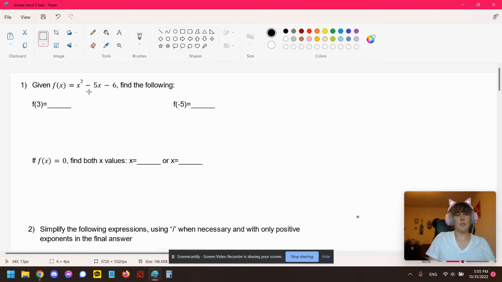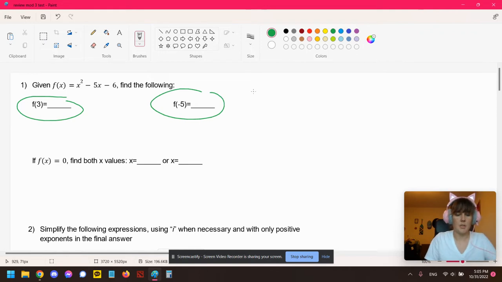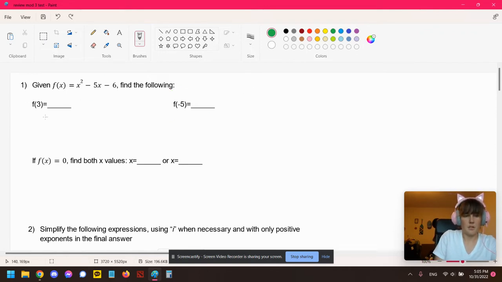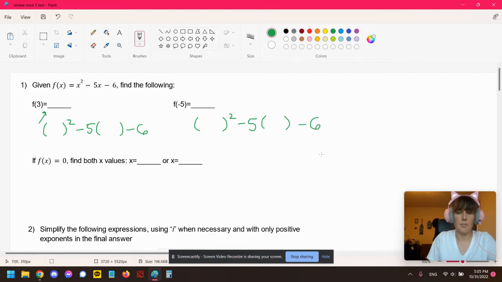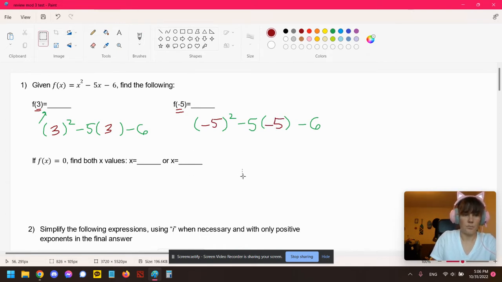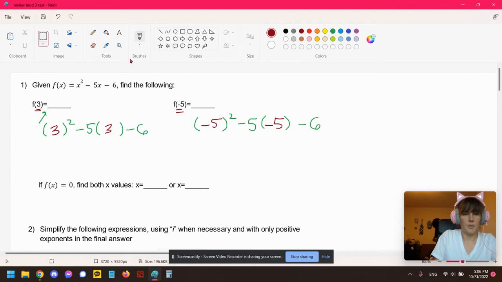All right, number one, given the function x squared minus 5x minus 6, find the following. The first two types are when I plug this number in for x. I've got my function, which is something squared minus 5 times that same something minus 6. And this 3 says plug in a 3 every time you see x. This negative 5 says plug in a negative 5 every time you see x. And so let's do that.